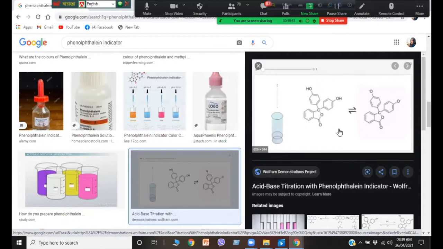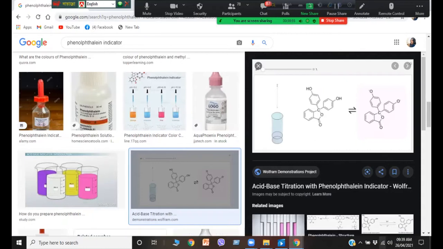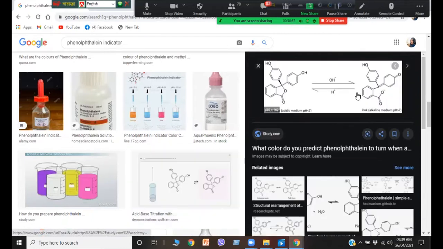So, okay, it will be perfect for you. Can you see this one? Yes, ma'am. Okay. You see, this is the phenolphthalein indicator.